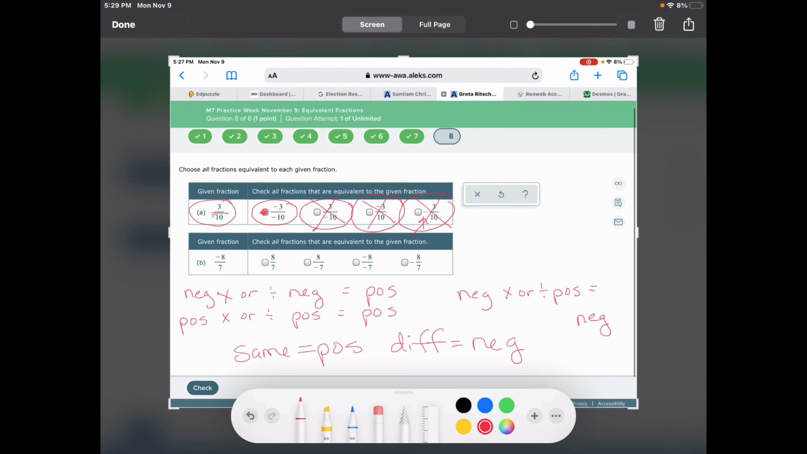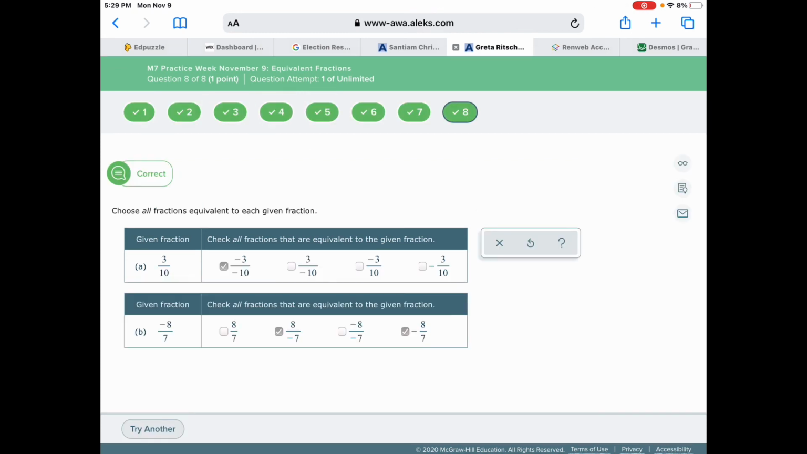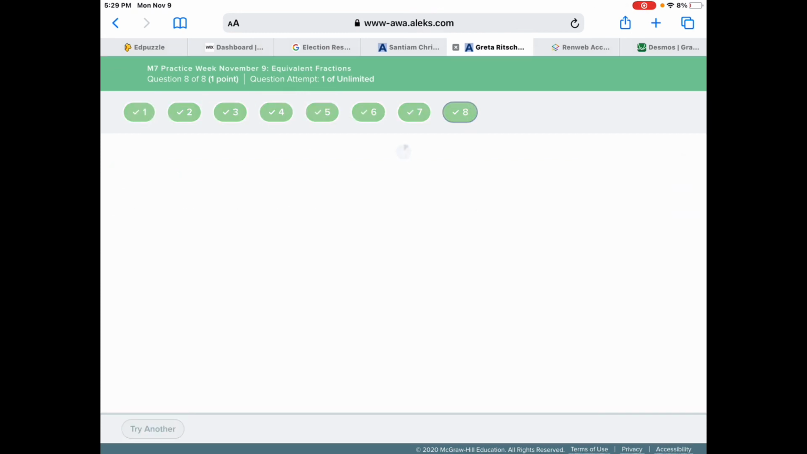In this one, we have negative divided by positive, and so the whole thing's going to be negative. So positive divided by positive is positive, not. Positive divided by negative is negative, yes. Negative divided by negative is positive, not. And then negative out to the side just means it is negative, so yes. Check. Let's just do one more of those.